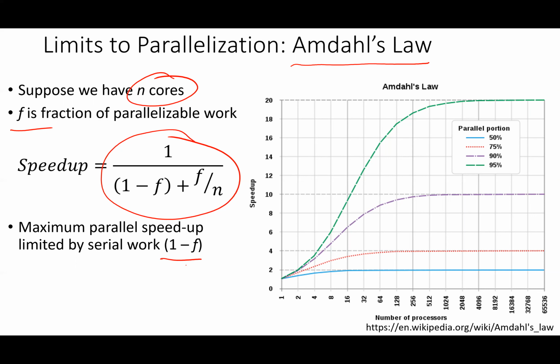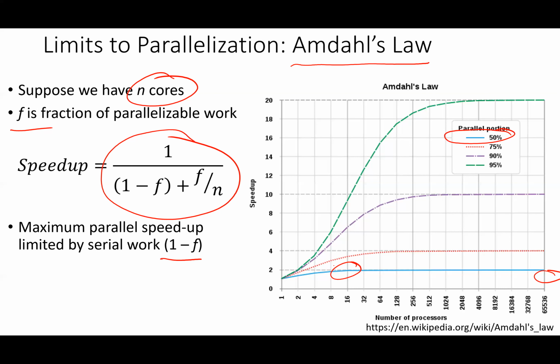So what it means is that your maximum speedup is limited by the fraction of serial work, 1 minus F. So let's say half your work is parallel and half is serial. That's what this line is. This blue line is 50% of your work is parallel. Even if I give you 65,000 CPUs, your speedup will never go above 2, because the parallel work basically takes no time now, but the serial work is still half your time. You're limited to 2x speedup.